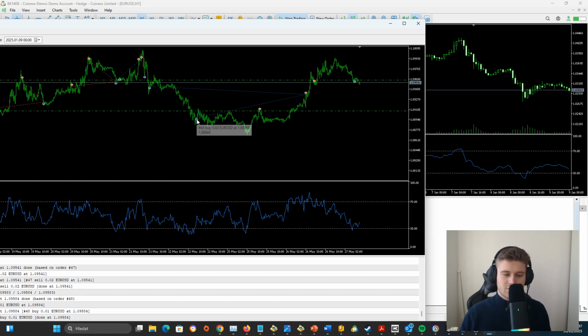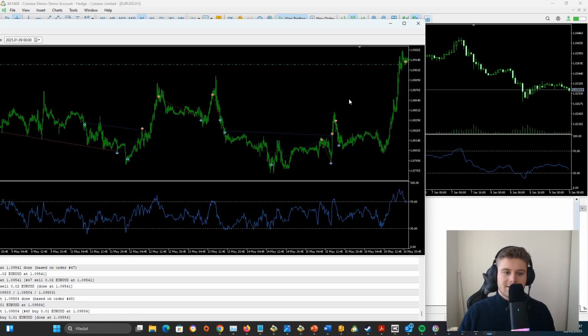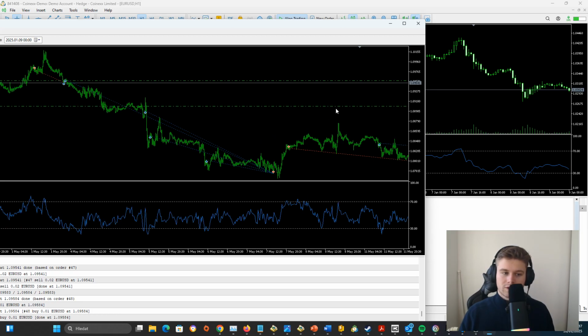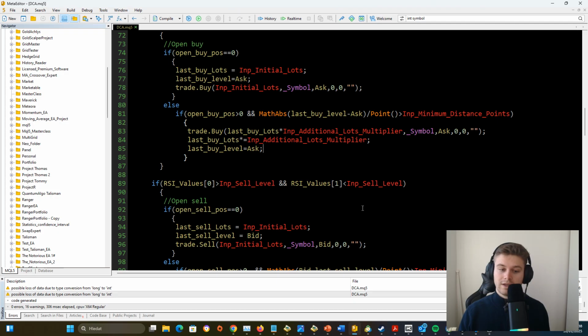I wanted to check the lot sizing. The lot sizing is correct. You can see 0.01, 0.02. But I hope you know what is wrong with my code. We don't take the volume into account when we check the profit. Yeah, we have to take the volume into account when we check the profit and when we calculate it, but in the current state of our code, we don't do that.